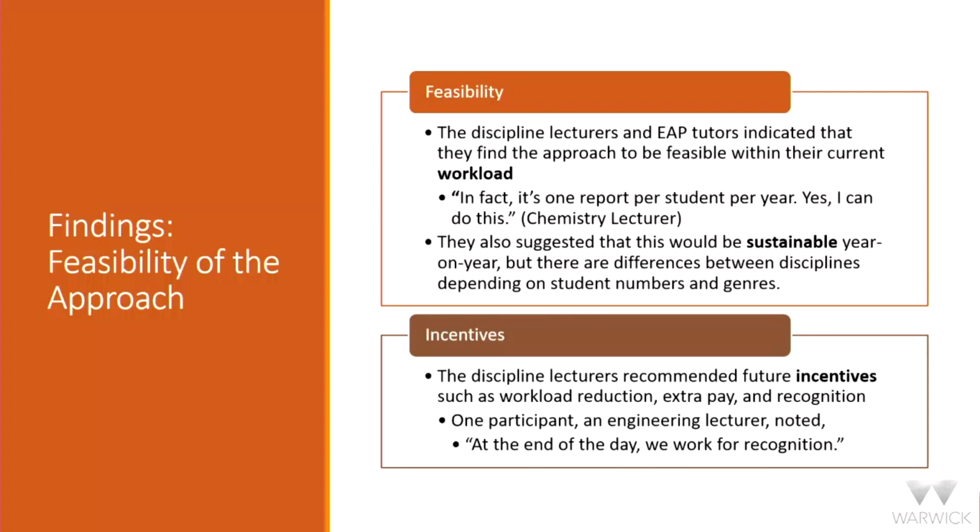The discipline lecturers also suggested that this would be sustainable year on year, but there are certainly disciplinary differences in terms of how they talked about the sustainability. And there was one lecturer, a biology lecturer, who highlighted this in the interview as well. He mentioned that, for example, in his own courses, he might have 40 students in a particular class, and he would have multiple of those per term.